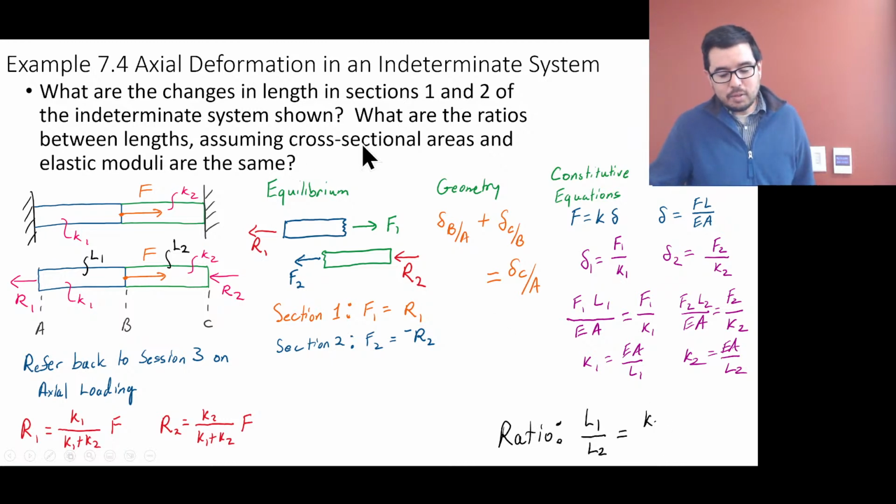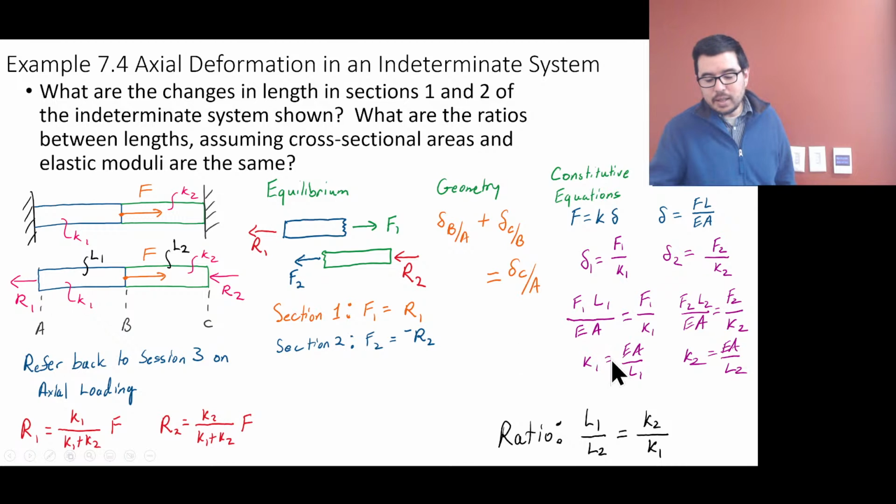what I asked here is what is the ratio between the lengths? So we have L1 over L2 is equal to K2 over K1. So could you have done this without even looking at this problem? Yeah, maybe, right? Because essentially it said, hey, look, these are the spring constants, and I can tell you immediately what EA over L1 is.